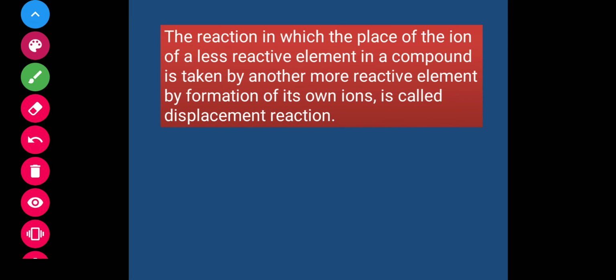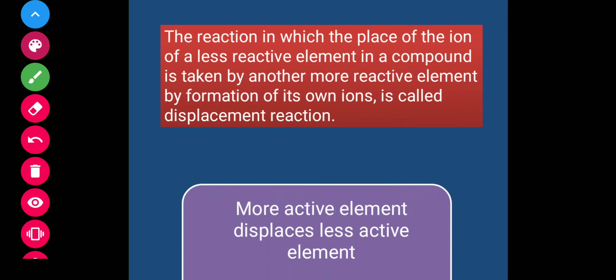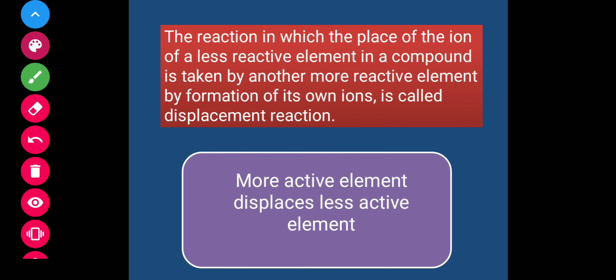So from the above example we can say the reaction in which the place of the ion of a less reactive element in a compound is taken by another more reactive element by formation of its own ion is called displacement reaction. Remember the keyword: more reactive element displaces less active element.